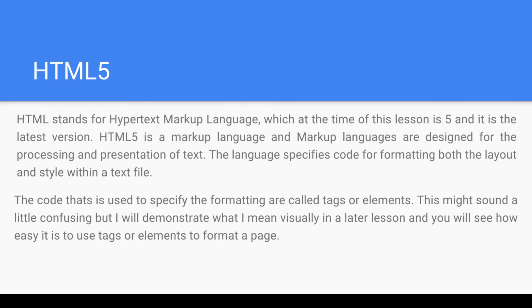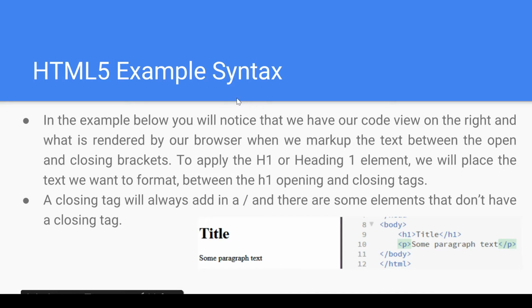In the example below, you will notice that we have our code view on the right and what is rendered by our browser when we mark up the text between the open and closing brackets on the left. To apply the H1 or heading 1 element, we will place the text we want to format between the H1 opening and closing tags. Note that a closing tag will almost always end in a slash, but that there are some elements that don't have a closing tag.